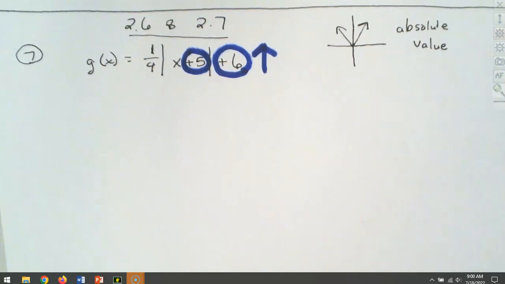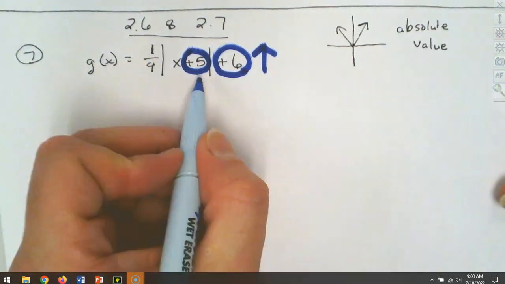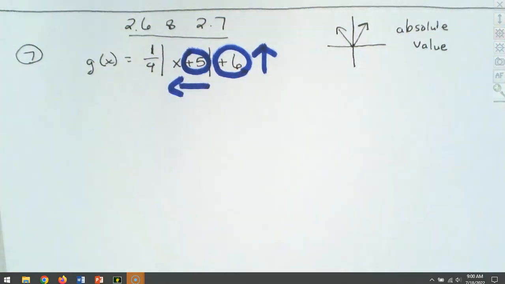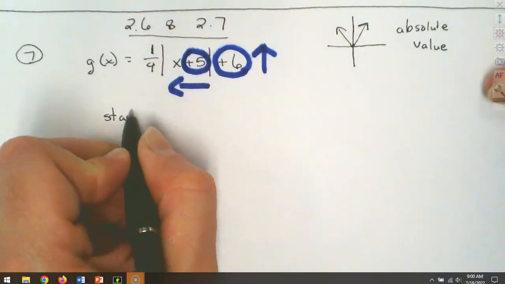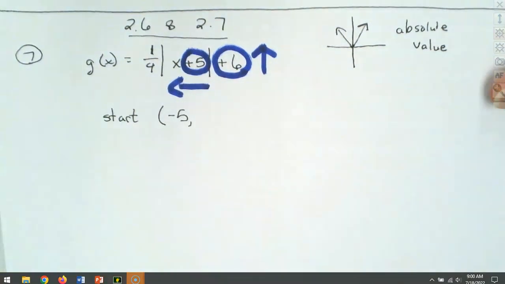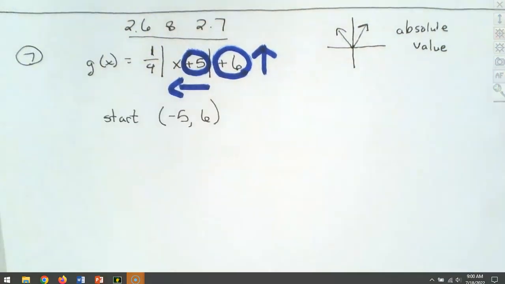So in this case, it's a positive 5, so you would think it would move it forward 5 units, but in reality, it's going to do what? It's going to move it back 5 units. So where are we going to now start at? Well, in this case, we're going to start at -5 because we're moving back 5, positive 6. So that's where we're going to be starting at.